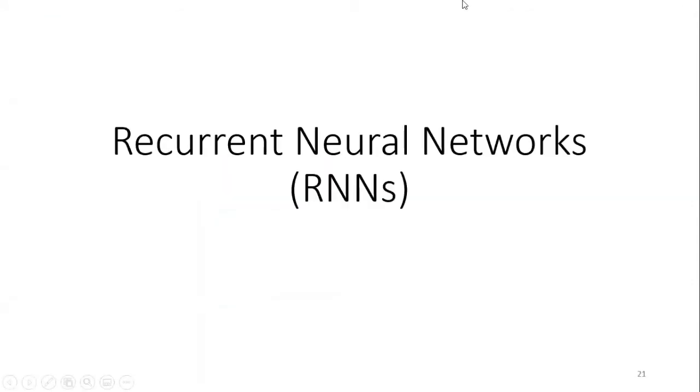We now start talking about a different architecture. So far, we've talked about a simple neural network, a convolutional neural network, and now we're going to talk about what are known as recurrent neural networks.